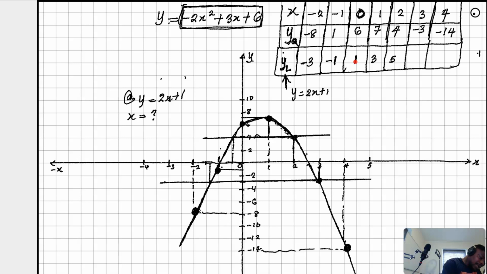You can see the difference between 1 and 3 is 2, 3 and 5 is 2. So this will be 7 and this will be 9 because it is linear.